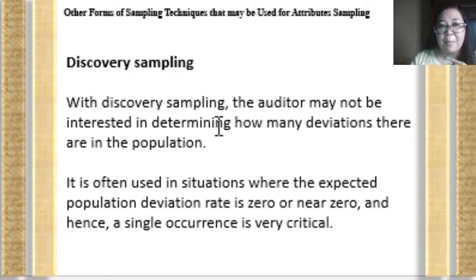With discovery sampling, the auditor may not be interested in determining how many deviations there are in the population. As mentioned in the previous slide, if there is only one deviation occurrence, it will already be considered by the auditor. This is often used in situations where the auditor expects the population deviation rate to be zero or near zero, and hence a single occurrence is very critical. That's when discovery sampling is applied.